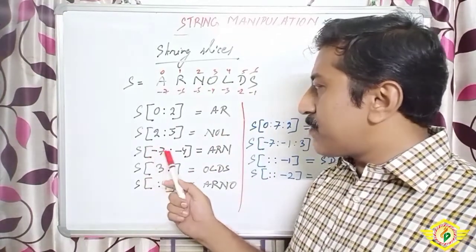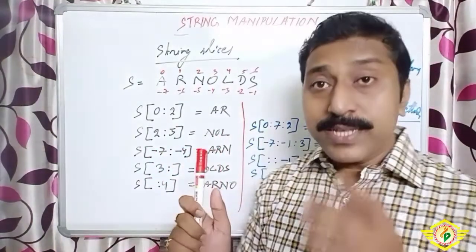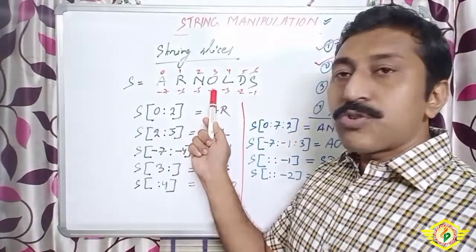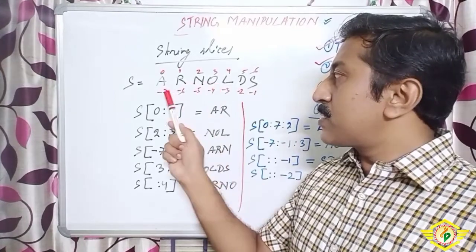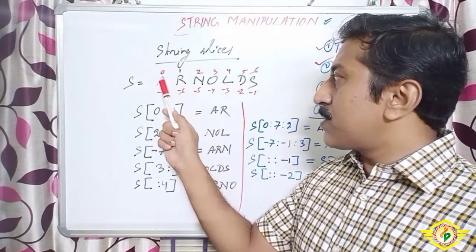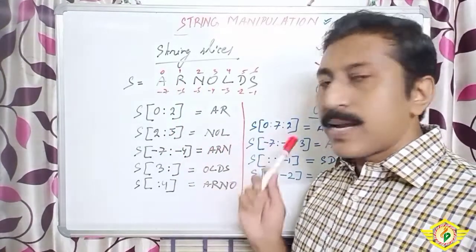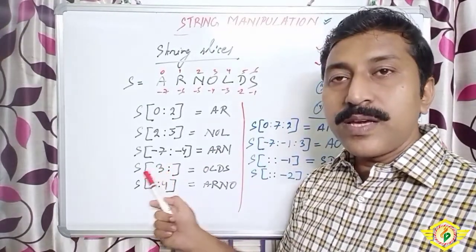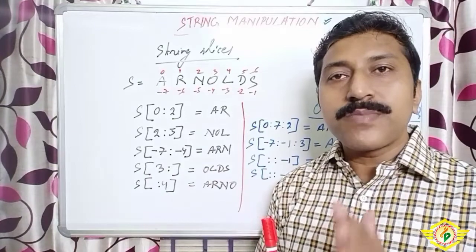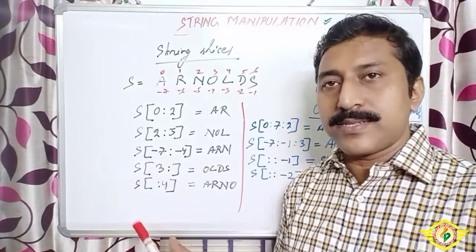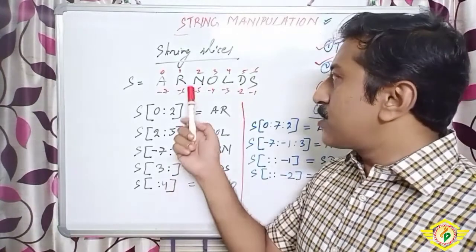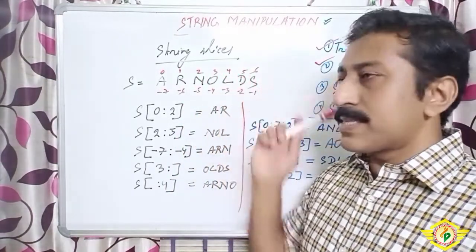Next is -7 to -4. It should be less than -4, that means -7, -6, -5, so the output is ARN. Similarly, I have written 3 followed by a colon. 3 colon means from the third position to the last. No value is given after the colon, that means till the last. 3 to last means OLD.